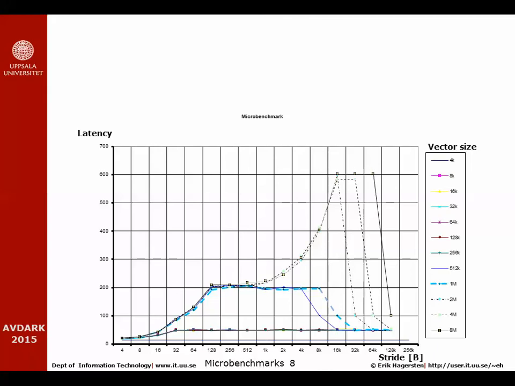So here we have this kind of curve where we see latency on one axis. This is the average latency to the data. And on the x-axis, we see the stride used in this micro benchmark.